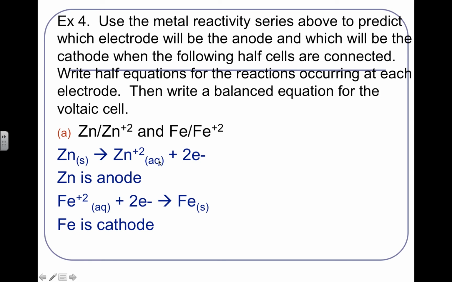Now, something to note, state symbols matter here. So make sure you have your state symbols. Your ions are going to be aqueous, the neutral atoms are going to be solid for metals, unless you're dealing with mercury, but we don't play with mercury, right? Okay, balanced equation for the overall cell. Well, we've got our two half reactions. They're both balanced, and we have 2 electrons being lost, 2 electrons being gained, so I can just add those two and cancel everything out and get that.